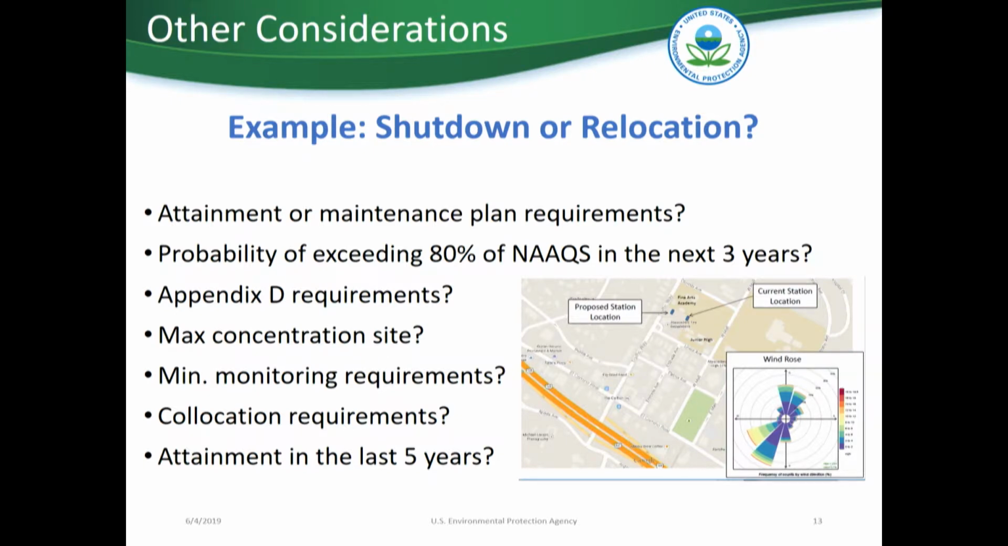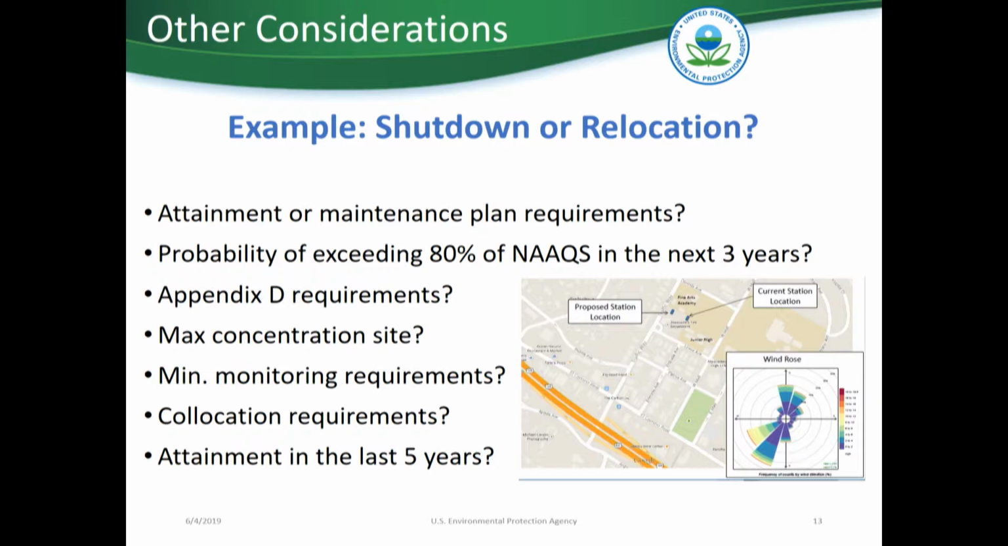Okay, so if you're going to embark on a larger network change, what are some things that you should consider in this case? And these are things that we consider at the EPA when we see a major network change coming through. Are you meeting the attainment or maintenance plan requirements, if applicable? Is anything like that going on with your monitoring site? What's the probability of the pollutants at the site exceeding 80% of the NAAQS in the 3 years? Because that impacts things. Are your Appendix D requirements met? Are you dealing with a max concentration site? Again, how is it impacting minimum monitoring requirements?